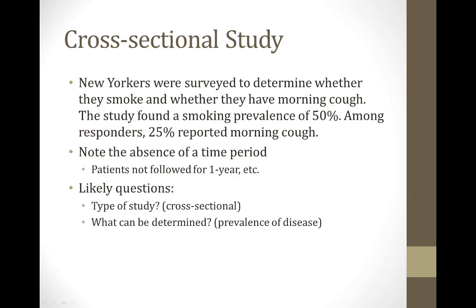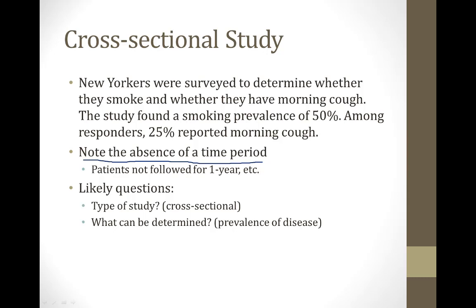So you're often asked on your boards to identify cross-sectional studies based on a description of what the researchers did in the study. So let me give you some examples of that. So suppose New Yorkers were surveyed to determine whether they smoke and whether they have a morning cough. The study found a smoking prevalence of 50%. Among responders, 25% reported morning cough. So a key thing here is to note the absence of a time period. They never said that they followed patients for 1 year or 2 years or 10 years. And so whenever you see the absence of a time period, you should recognize that this is just a snapshot in time, and that's typical for a cross-sectional study.